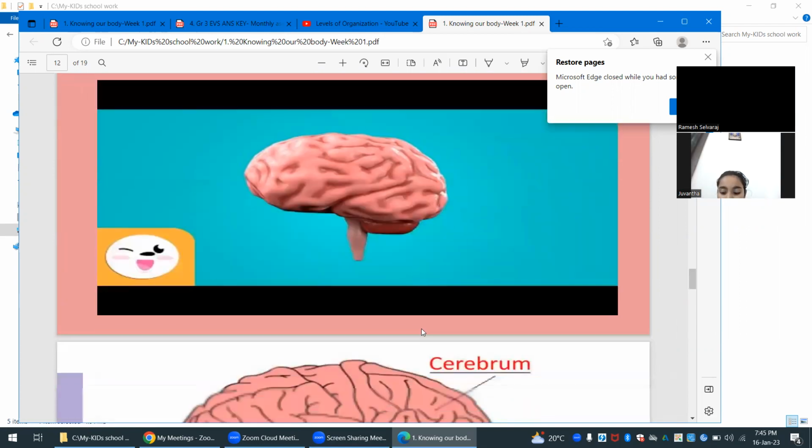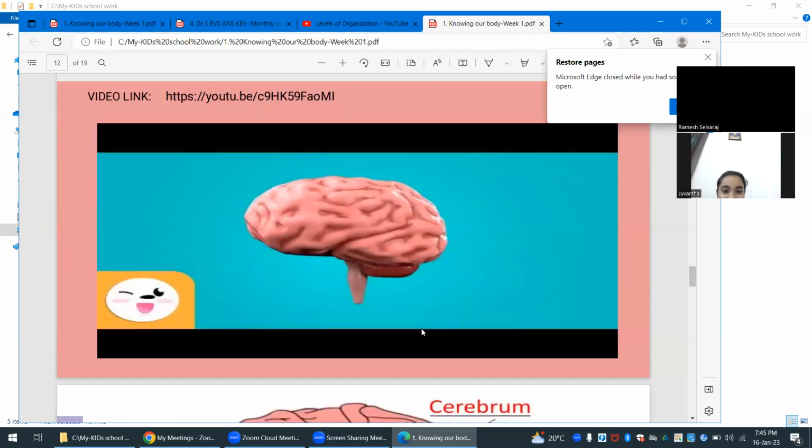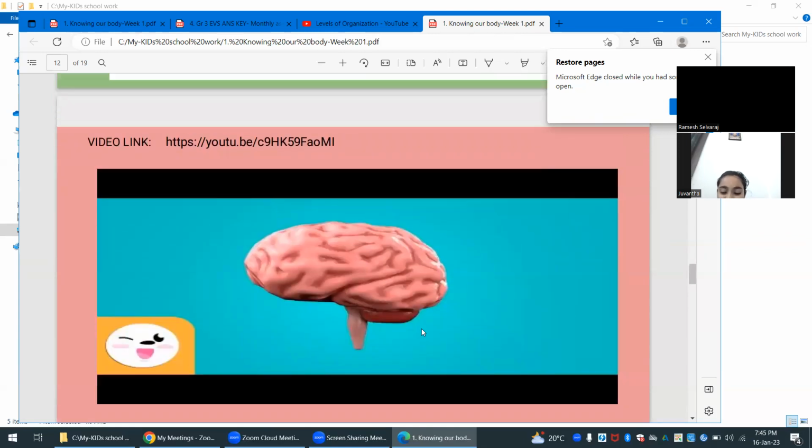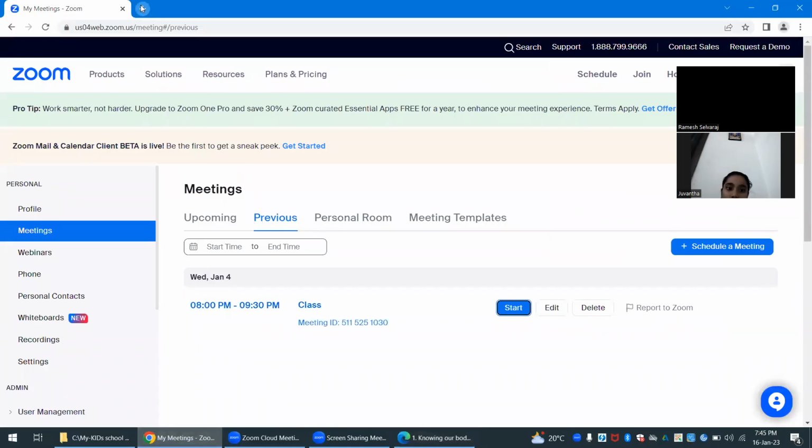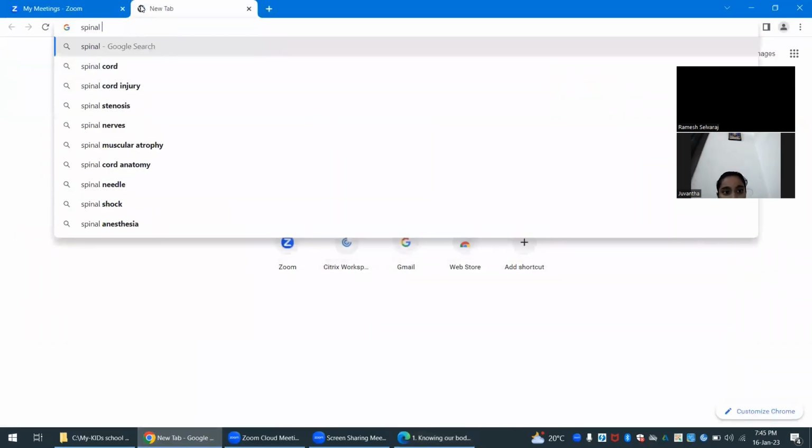Okay. Have you ever seen the spinal cord? No. No? Okay, let's see here. You might have seen the spinal cord, right? Let's see. If not, I'll show you the spinal cord.